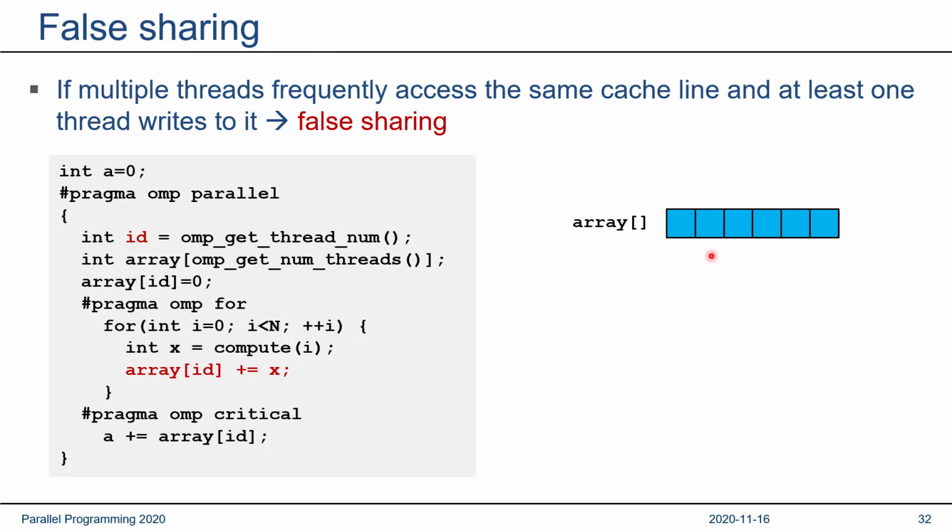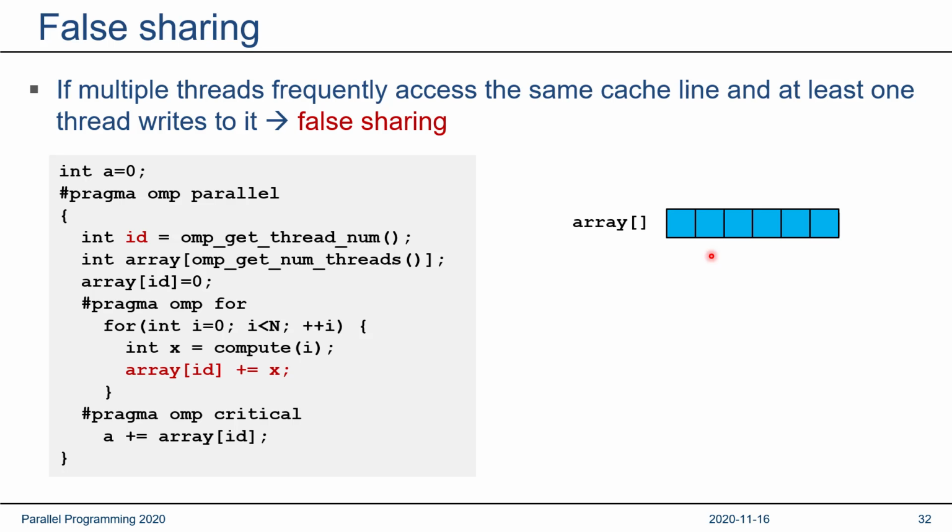False sharing is a problem that's not only relevant for OpenMP, it's relevant actually for all shared memory programming models and all computer architectures that work with cache lines. A little reminder, a cache line is the basic unit of data, the basic data package that travels between the memory hierarchy levels of a computer.